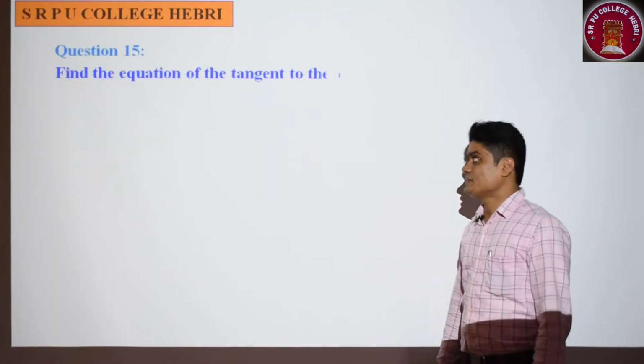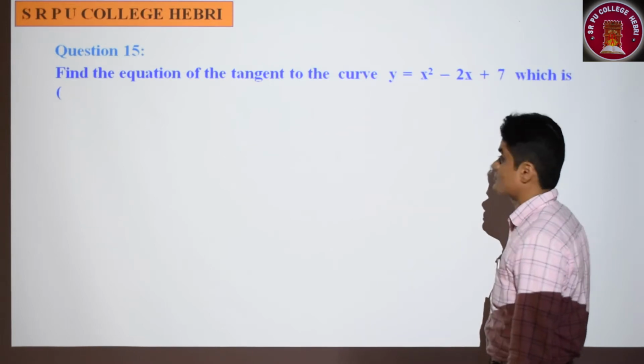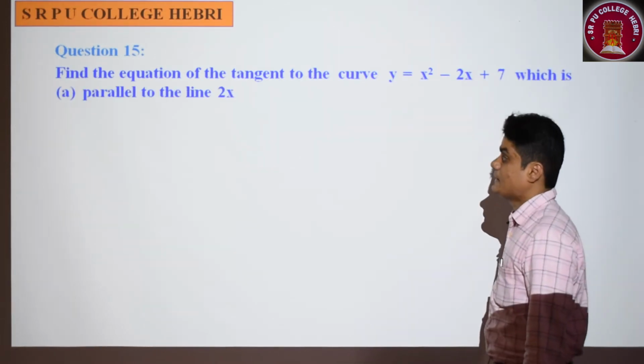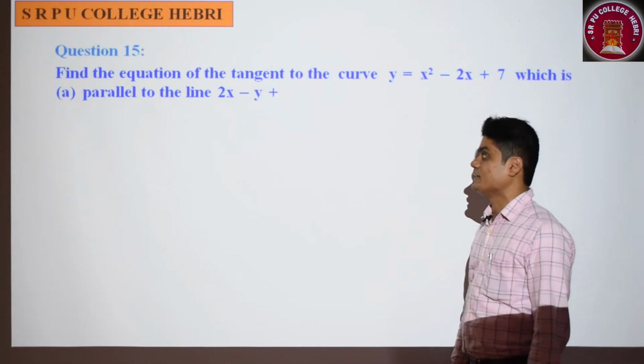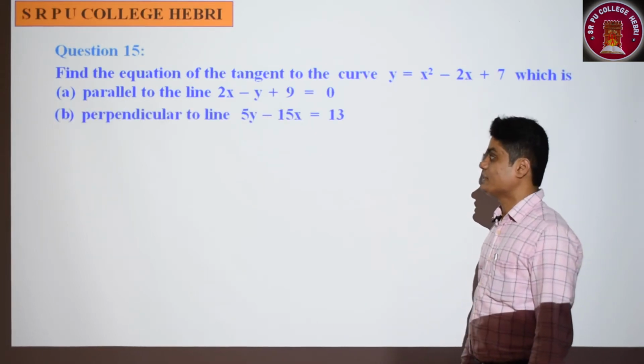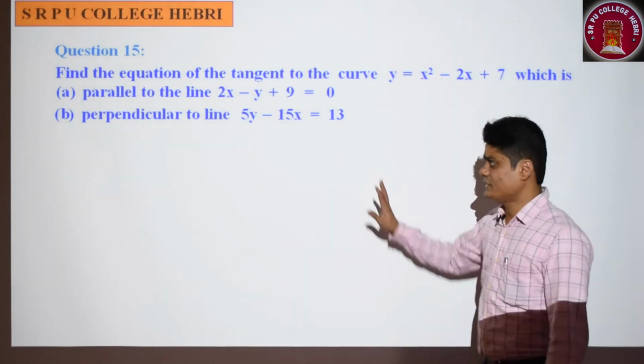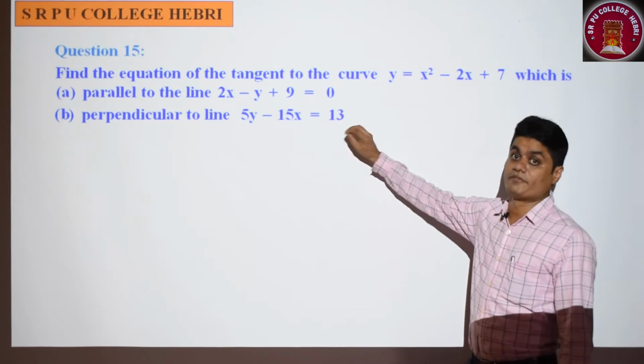Find the equation of the tangent to the curve y is equal to x square minus 2x plus 7, which is, first case, parallel to the line 2x minus y plus 9 is equal to 0, and perpendicular to the line 5y minus 15x is equal to 13. See, this is actually not difficult but very, very important.